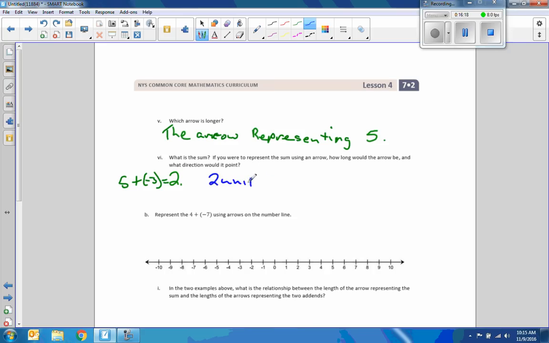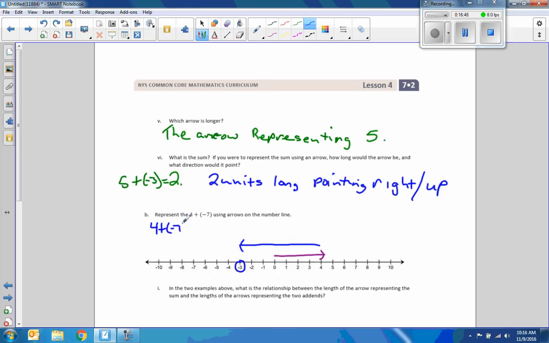2 units long, pointing right. If it were vertical, up. Now represent 4 plus negative 7 using arrows on the number line. Start at 0, go to 4, then add negative 7, ending up at negative 3. So 4 plus negative 7 equals negative 3.